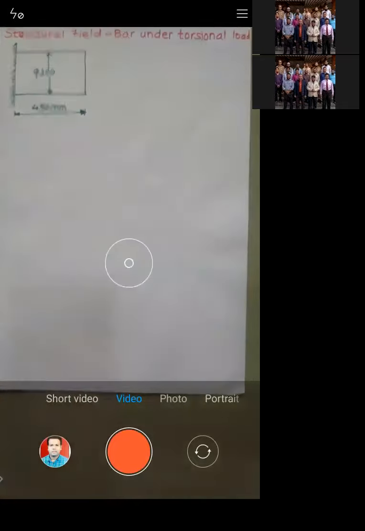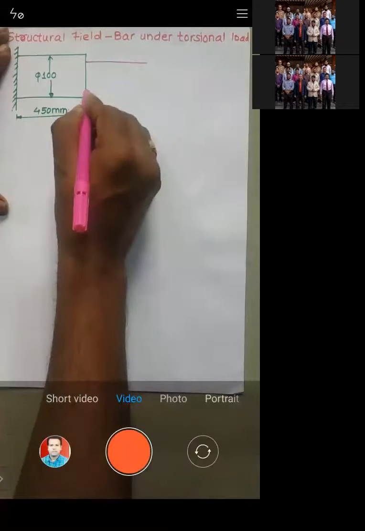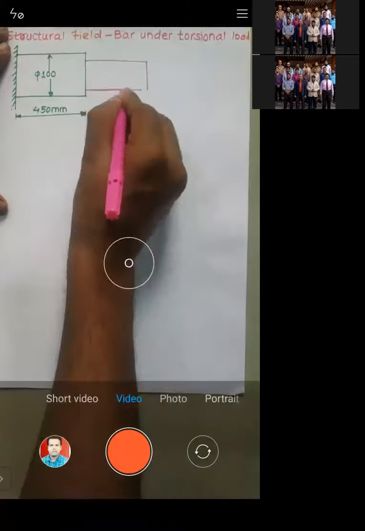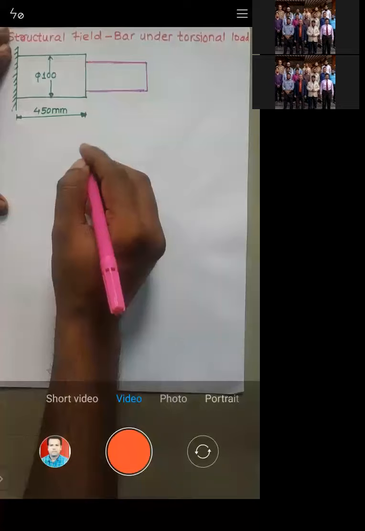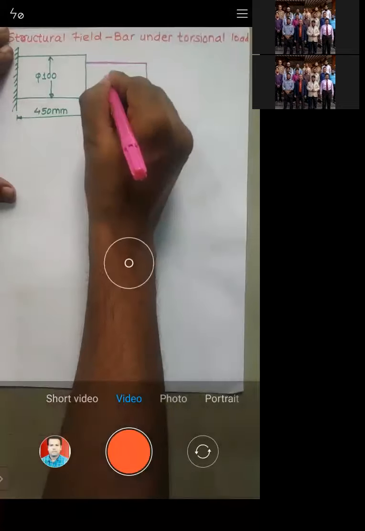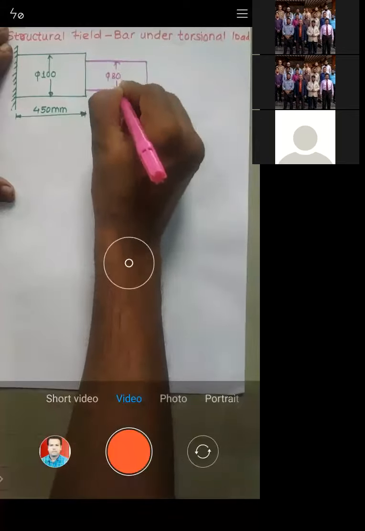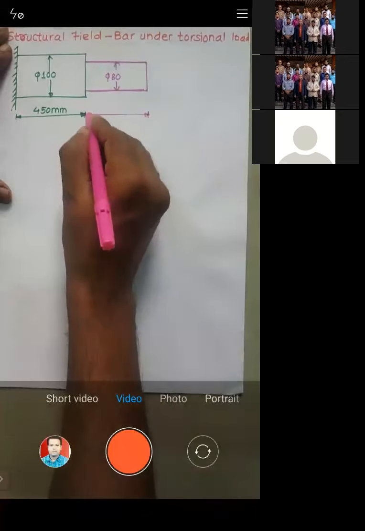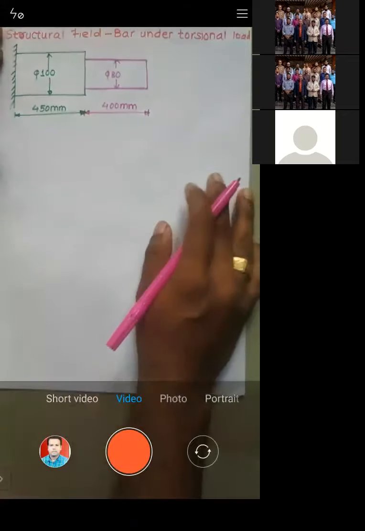So to this particular bar, they have attached one more bar. This is the bar which they have attached to that particular bar. This bar has a diameter of phi is equal to 80, and it has a length of 400 mm.